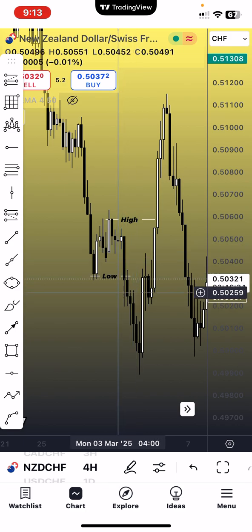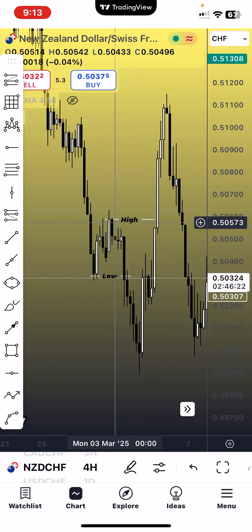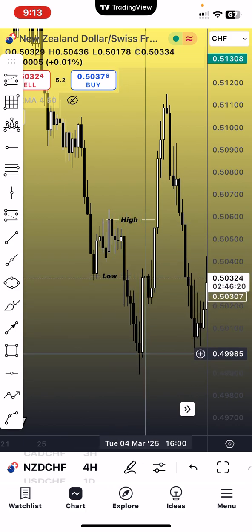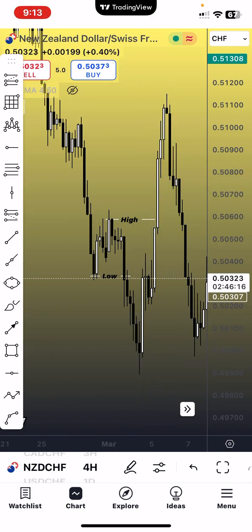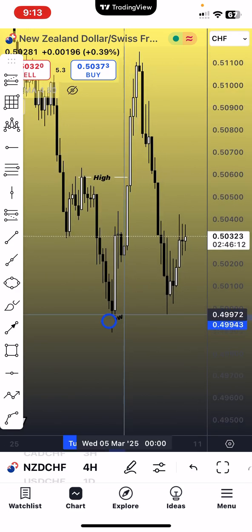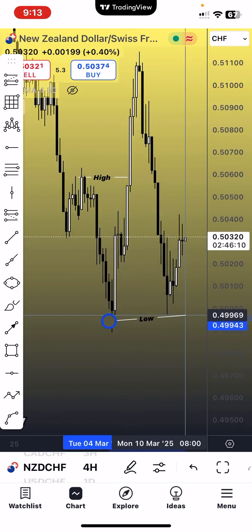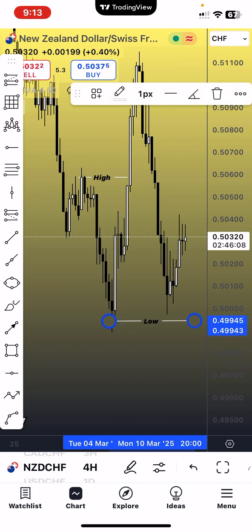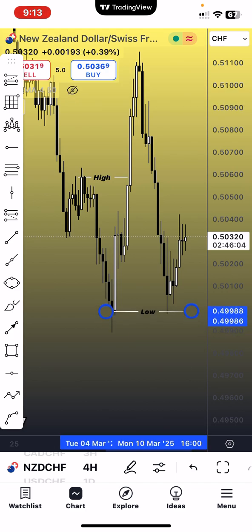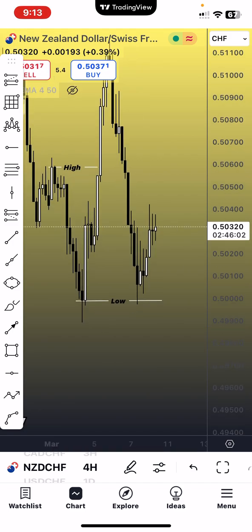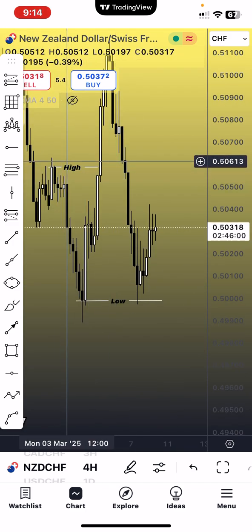Once this low gets broken, this now becomes the new high and this now becomes the low. And we wait to see what price does from this point. So we see price made a new low. Whenever you put a new low, you mark out the market structure and this now becomes the high. Well, it stays the high.